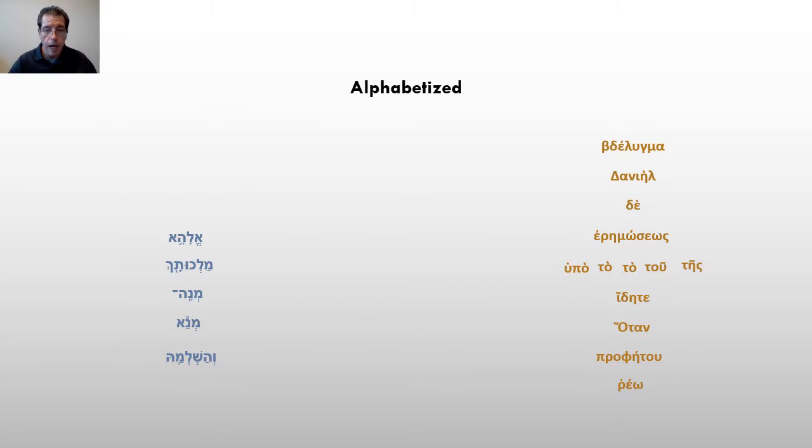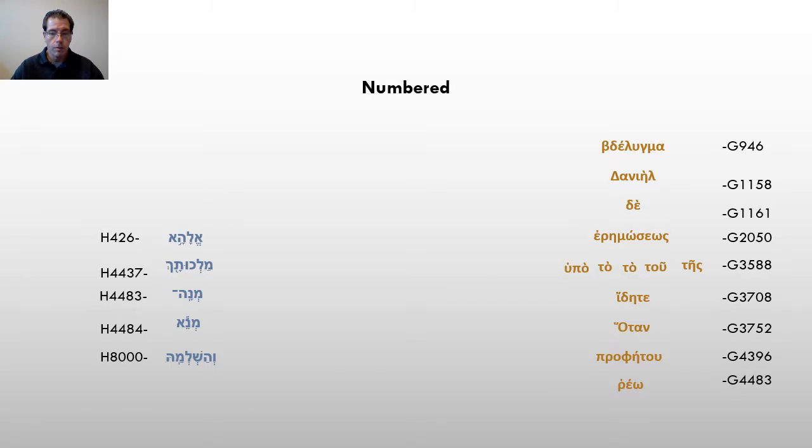Now, once they're alphabetized, we still need a way to look them up. Chances are we don't speak Hebrew, we don't speak Greek. So what did he do? The words were assigned numbers. They were alphabetized and then assigned a number for reference. This is an index, so they assign numbers so that we may look them up. The Hebrew words had an H prefix before the number, and the Greek words had a G prefix before the number.